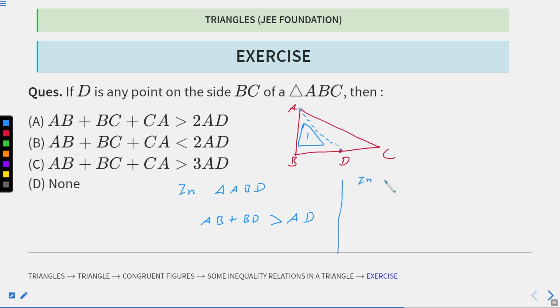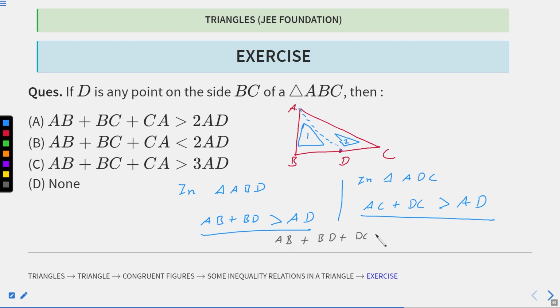And in triangle ADC, so triangle 2, in this triangle AC plus DC must be greater than AD. If you add both of the inequalities, you will get AB plus BD plus DC plus AC greater than twice of AD, which is AD plus AD.